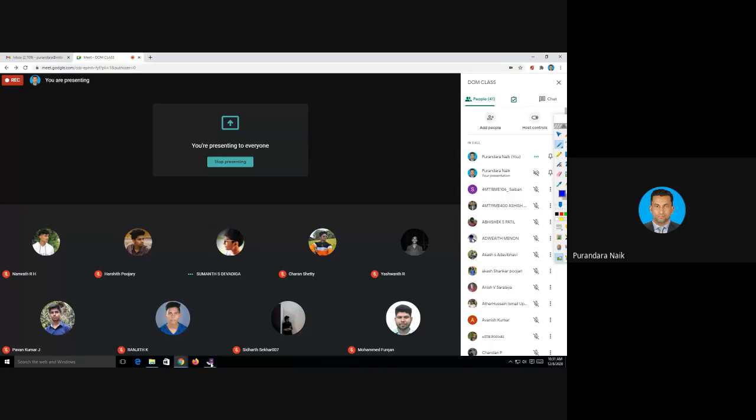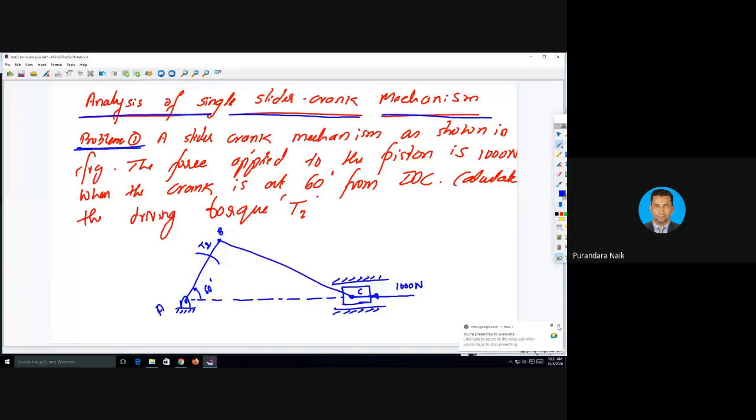Okay, I think you have copied the problem. This is the problem given in the previous question paper. Here this is a single slider crank mechanism because there is a slider, the slider is connected to the connecting rod, and the connecting rod is connected to the crank, right? So here we have 1000 Newton force acting on a slider along the horizontal direction. Now we need to find the direction and magnitude of the driving torque.